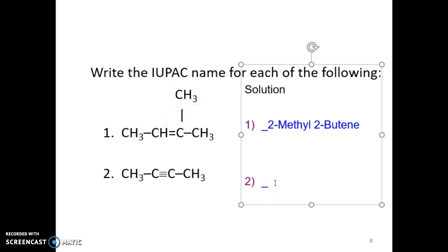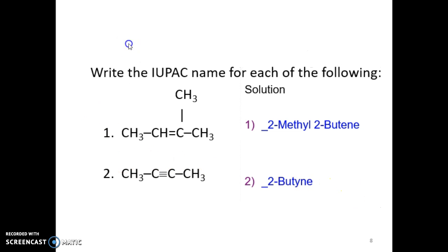Okay, for the next one we just have a straight line of carbon, so there's 1, 2, 3. Once again we've got 4 carbons. This one has a triple bond. If we go from this side, it's 1, 2. So there it's 2. From this side, 1, 2. It doesn't matter which way you go, it's still going to be a 2. Now this is a triple bond, therefore we call it 2-butyne. Okay, so that's those. Next.